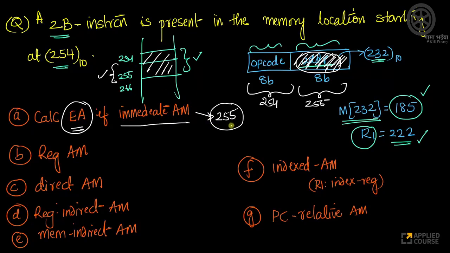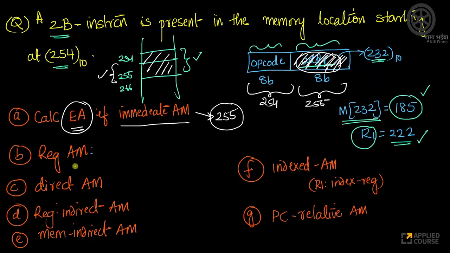But it's a very simple concept. If you understood how immediate addressing mode works, effective address is very simple. Effective address is where the data is stored. Because we know this address field itself is data in immediate addressing mode, and this is stored in byte 255, my effective address is 255. Problem solved. Now let's look at the next one.